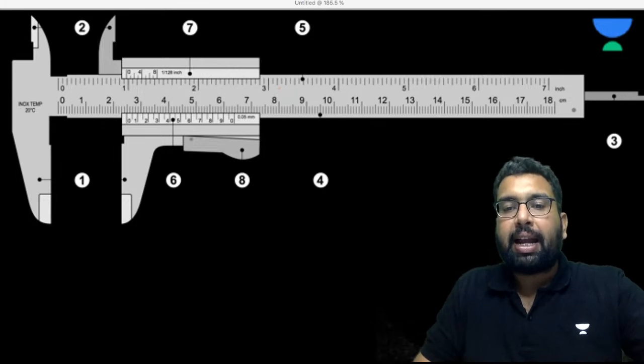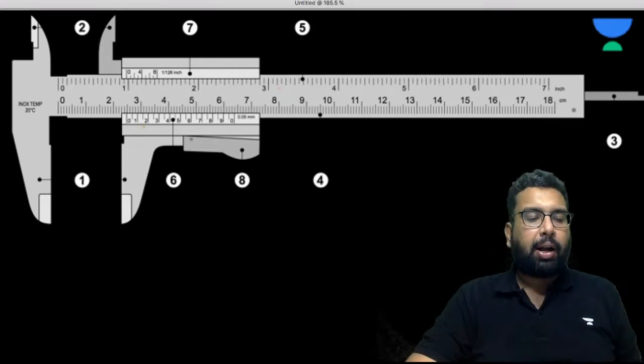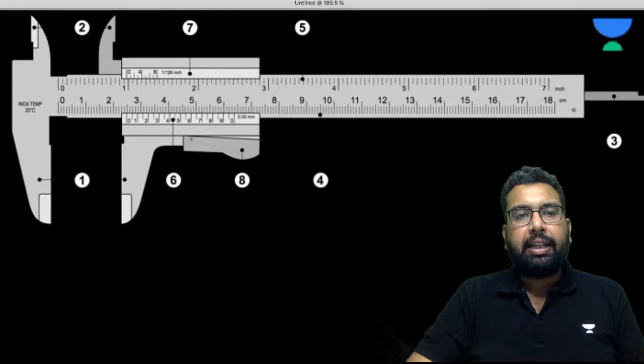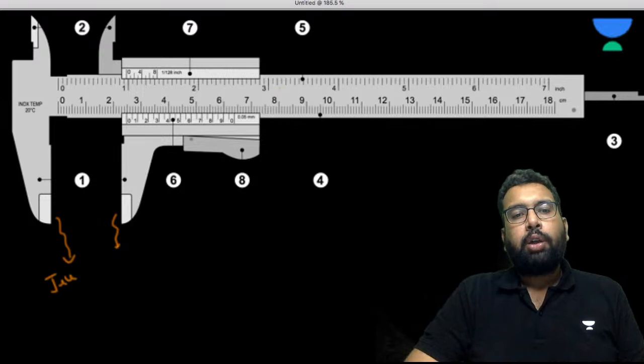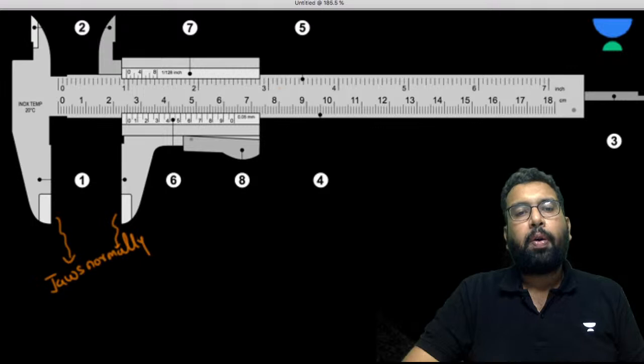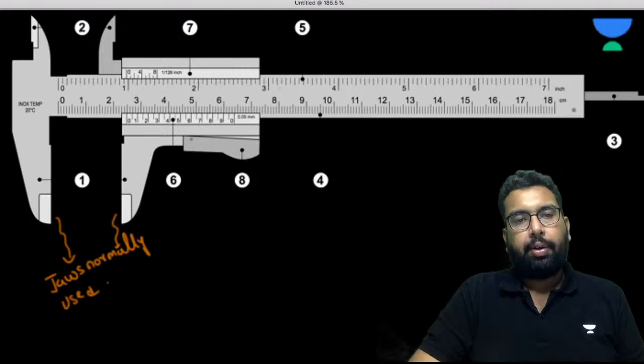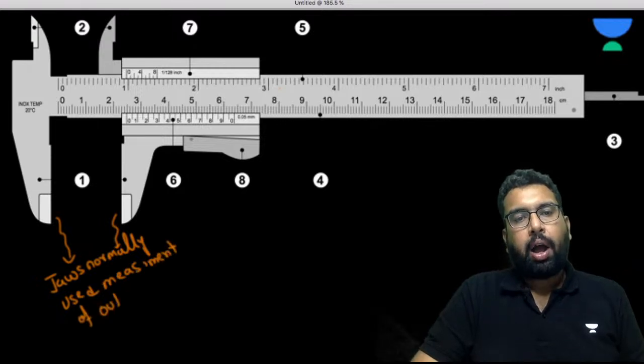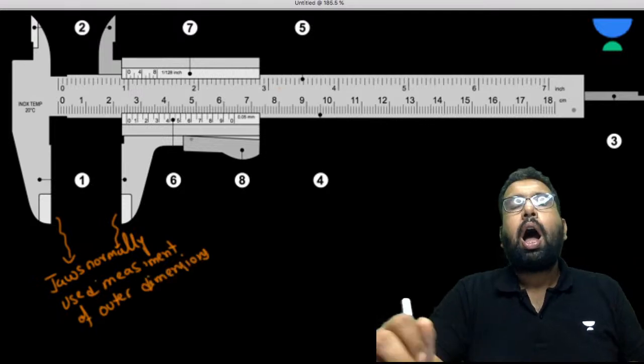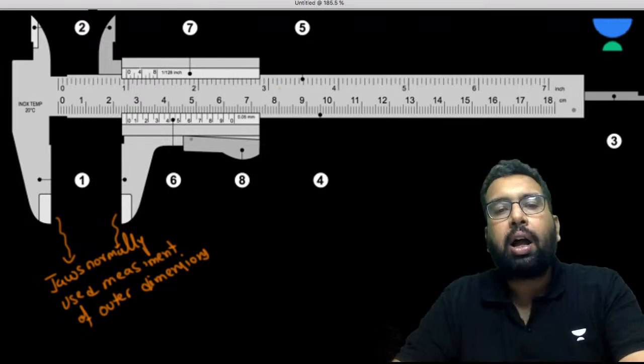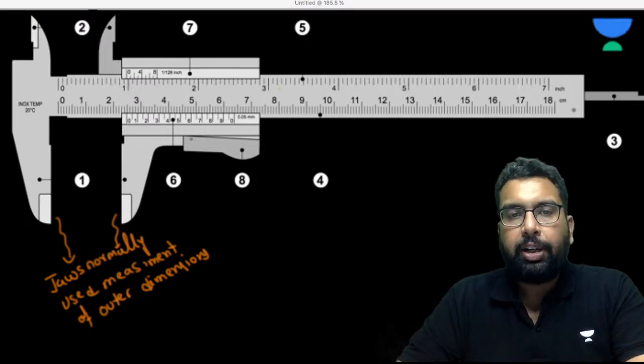So please understand. First, let me explain what the parts are. Basically, these are the jaws which we normally use for measurement of outer dimensions. This is what we use for the measurement of outer dimensions. If we want to measure the outer dimensions of something, we may use these two jaws.